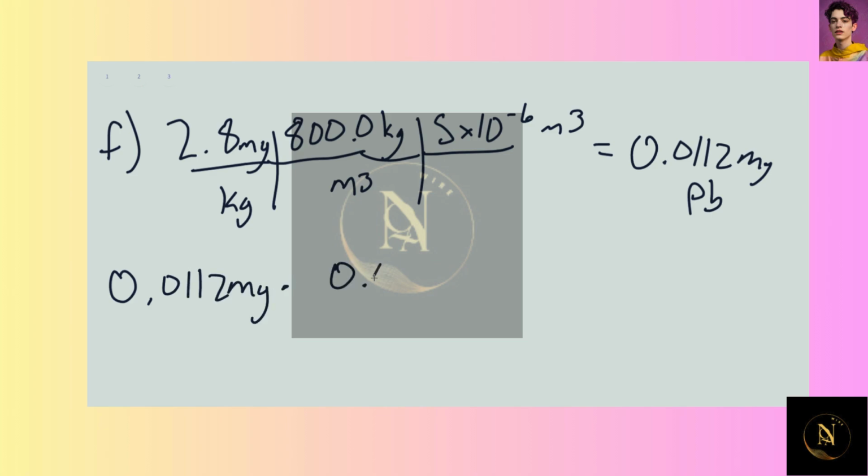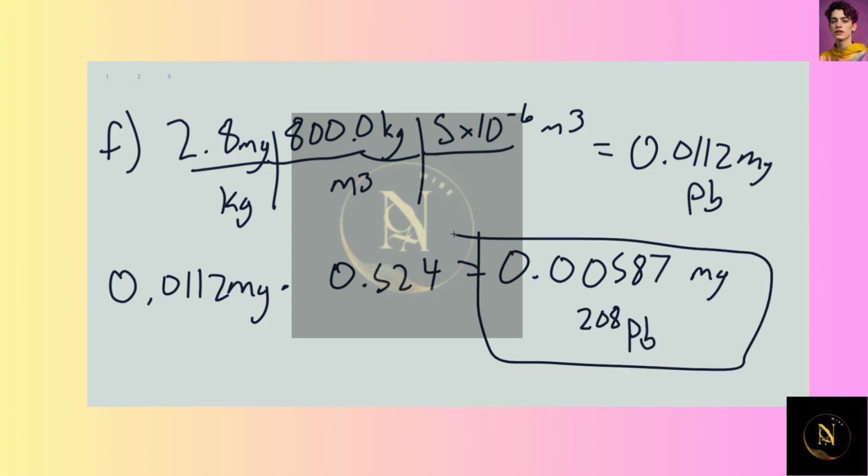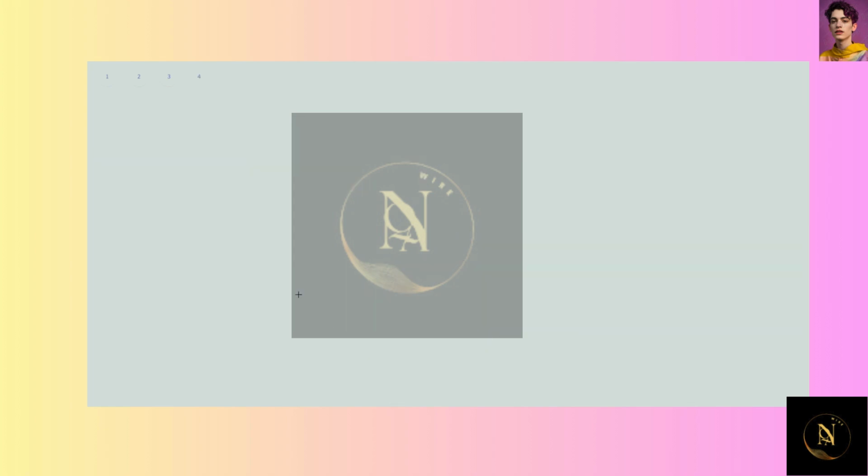Now we want to find lead 208, which is 52.4% abundance. So we multiply by 0.0524, and we get 0.00587 milligrams of lead 208. And that's our final answer for letter F.